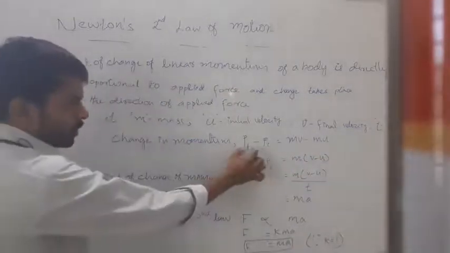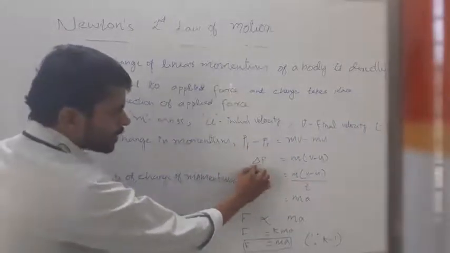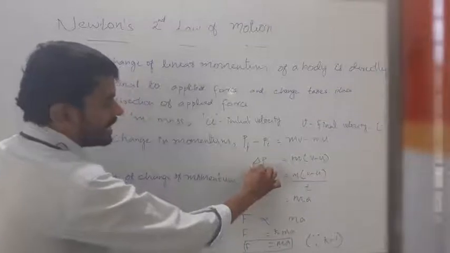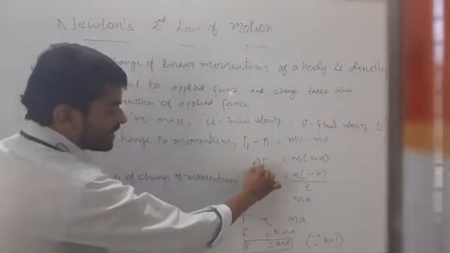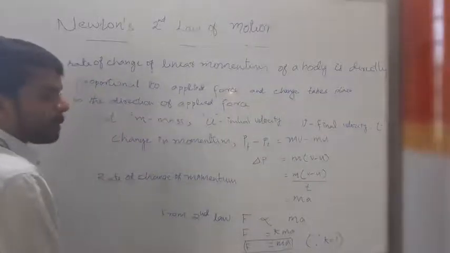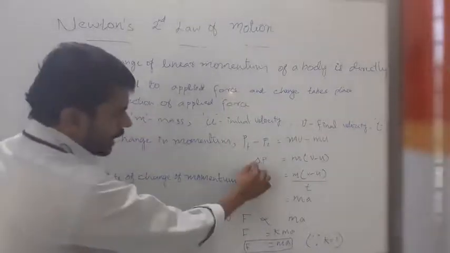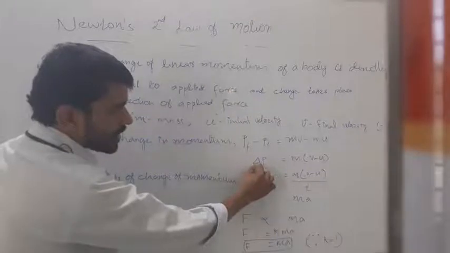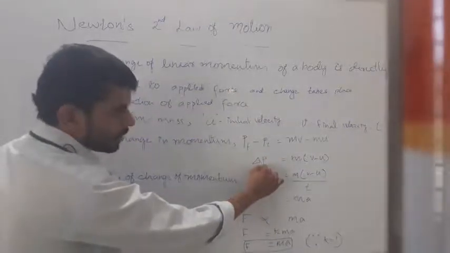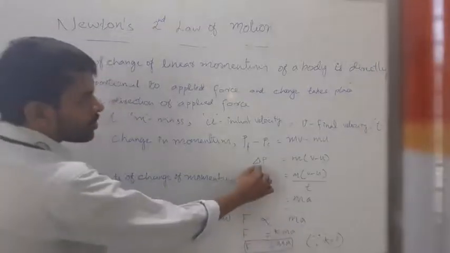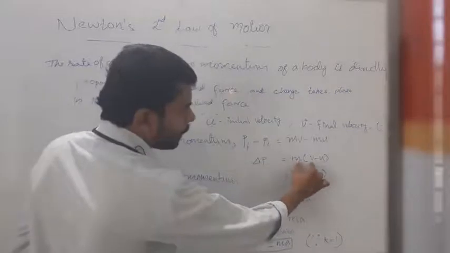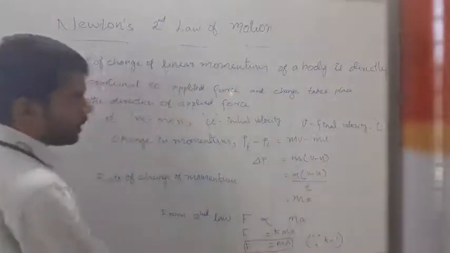For change of a quantity we use delta. This delta is a letter from the Greek alphabet. Delta denotes the change in a quantity. So here, what is the change in quantity? That is nothing but the momentum. So delta P denotes change in momentum. Change in momentum is equal to m into v minus u.